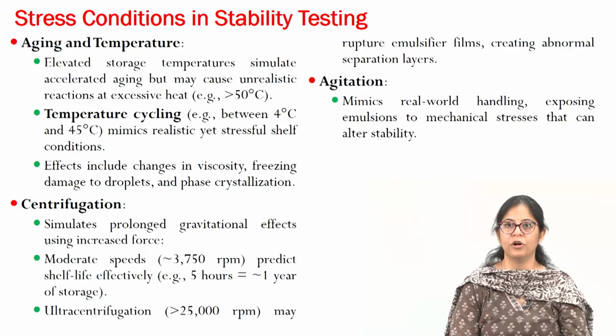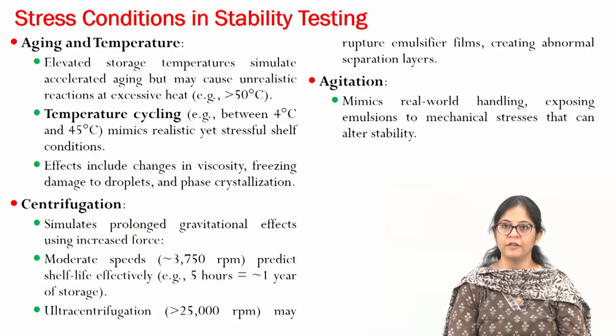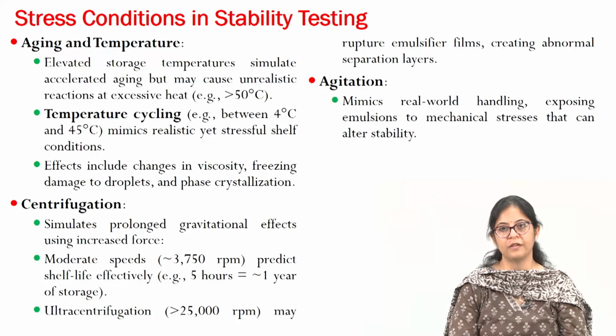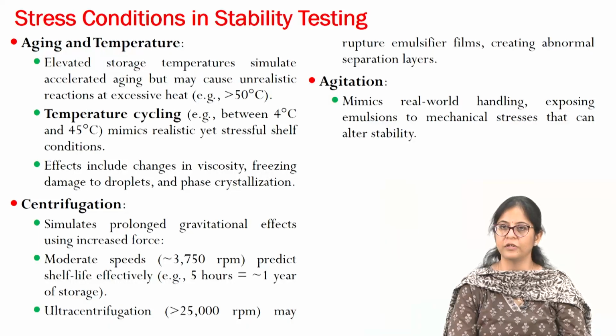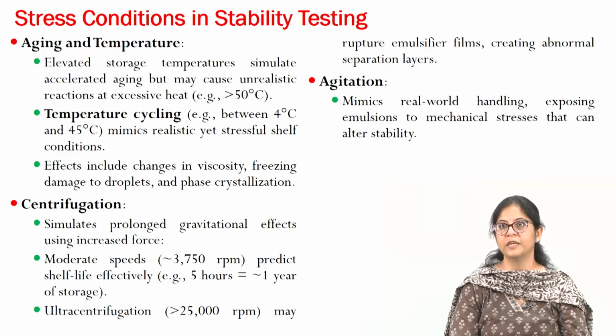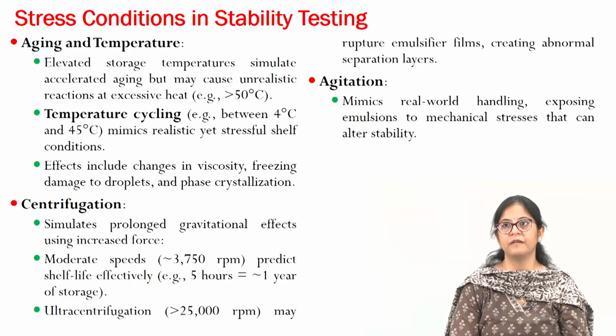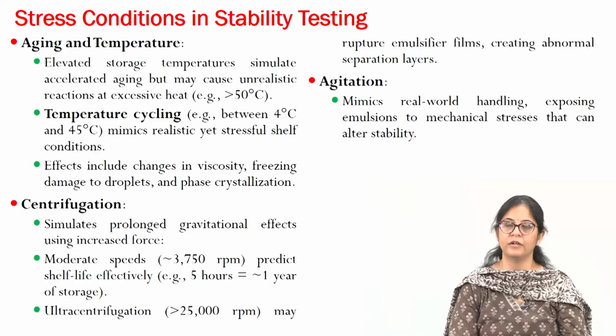Centrifugation simulates prolonged gravitational effects using the increased force. The moderate speeds of around 3750 rpm predicts shelf life effectively. Example, 5 hours of the rotation can predict a period of up to 1 year of storage. Ultracentrifugation of more than 25,000 rpm may rupture emulsifier films, creating abnormal separation layers. Agitation: this mimics the real world handling, exposing emulsions to mechanical stresses that can alter the stability.